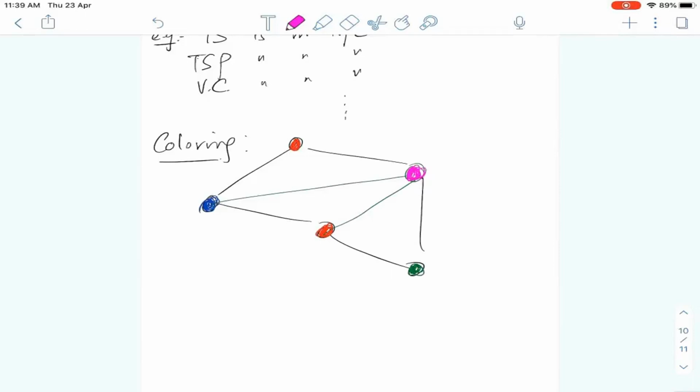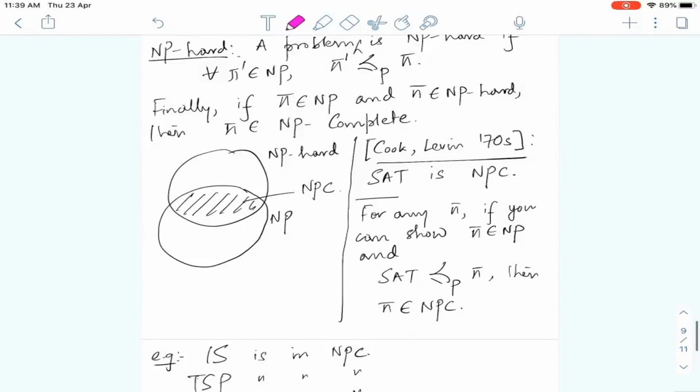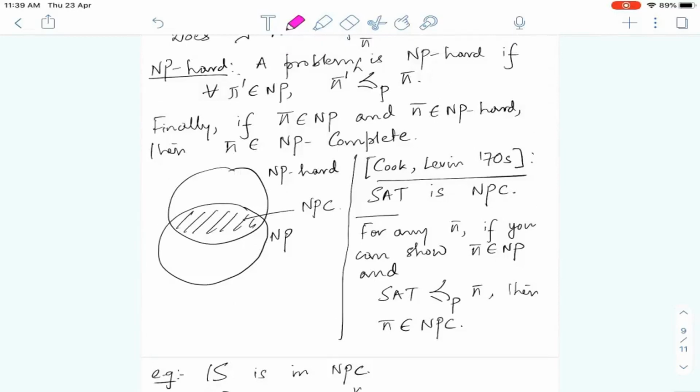Do NP hard problems need a polynomial time verifier then? No, NP hard does not need anything. This is a very important thing to understand. NP hard just means that any problem in NP is polynomial time reducible to this problem. That's the only thing you require. And in addition, if they have this polynomial time verifier, then they will be NP complete.